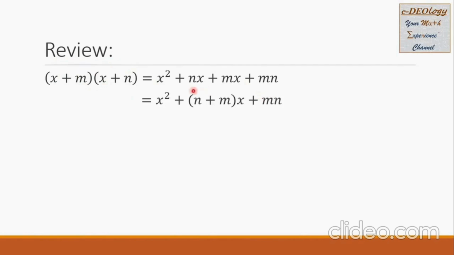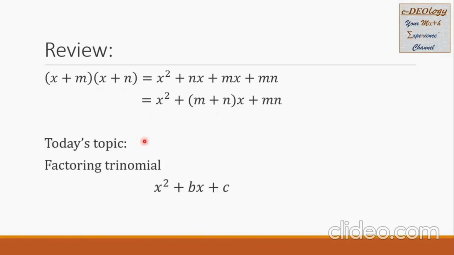And then I can see that the two terms in the middle have a common factor of x. So I put the common factor x outside. So the other factor will be n plus m. Or since our last term here is mn, I want to interchange the n and the m, and there will be no issue on that. So here it is now, m plus n multiplied by the quantity x. So when we multiply this x plus m and the x plus n, this is our answer.